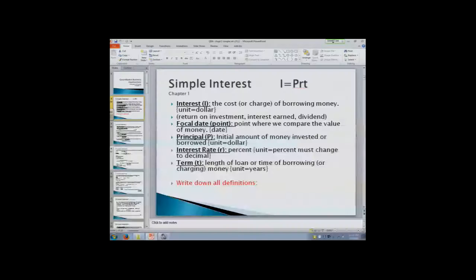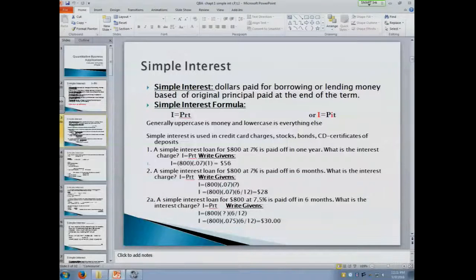Okay. Jump back to my PowerPoints. Simple interest is either paying for borrowing money, or if you lend money or give money to a bank, getting interest on that money. So let's look at some problems we have here. Number one, a simple interest loan for $800 at 7% is paid off in 1 year. What is the interest charged?